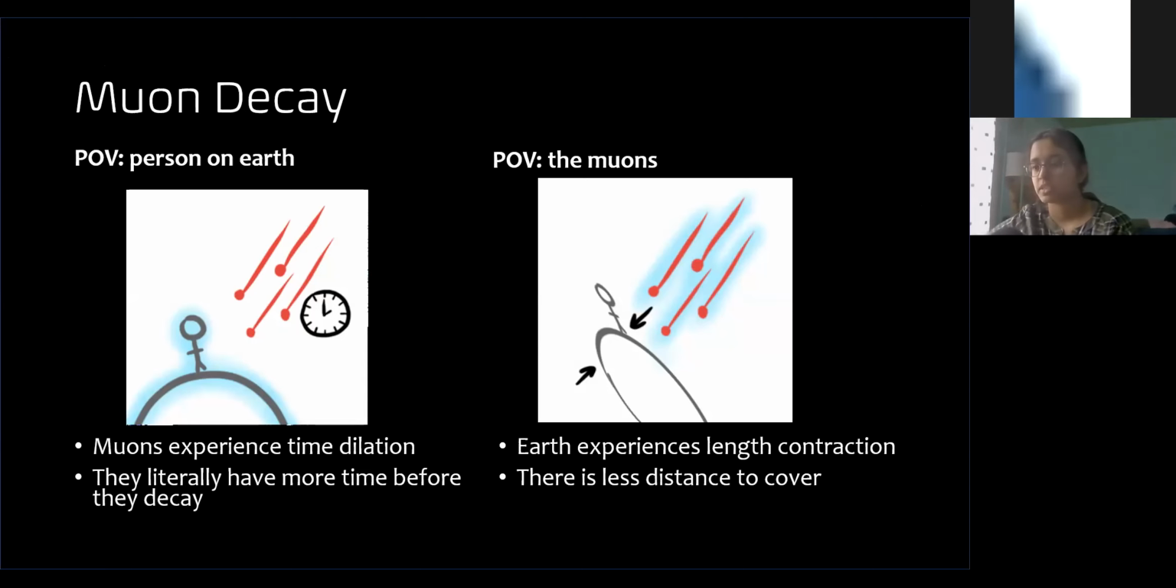So let's look at the points of views of both person on Earth and the muons. So if we're just a person on Earth, we aren't moving relative to Earth.